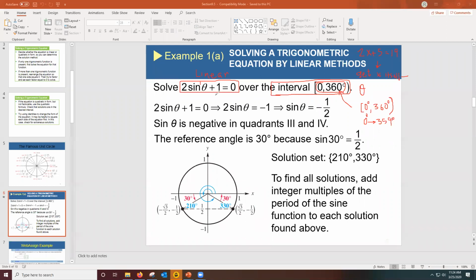To get started, I'm going to subtract 1 from both sides of this equation. When I do that, I get 2 sine theta equals -1. Then I'm just going to divide both sides of the equation by 2 in order to get the sine function by itself. So I end up with sine theta equals -1/2. All right, so I need an angle whose sine is equal to -1/2. Well, this is where the unit circle is your best friend, because I'm going to go back to the unit circle and I need the sine to equal -1/2.